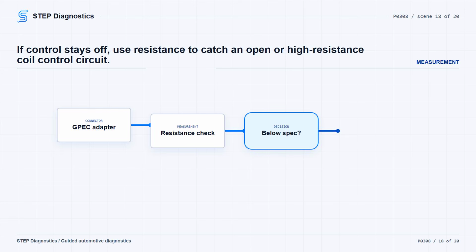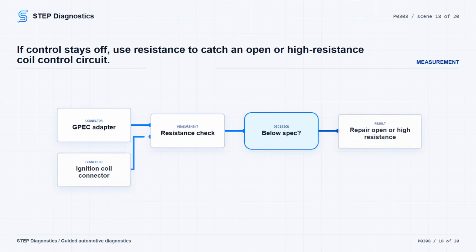For an open circuit check, measure resistance in the coil control circuit between the ignition coil connector and the GPEC adapter. If resistance is not below 3.0 ohms, repair the open or high resistance and verify the repair. If resistance is below 3.0 ohms, continue.